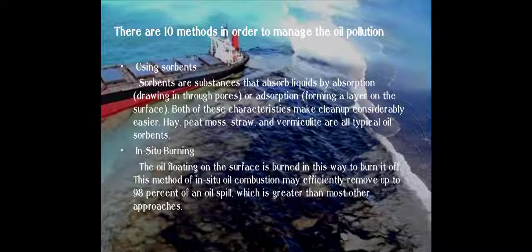Third, using sorbents. Sorbents are substances that absorb liquids by absorption, drawing in through force, or adsorption, forming a layer on the surface. Both of these characteristics make cleanup considerably easier. Hay, peat moss, straw, and vermiculite are all typical oil sorbents.